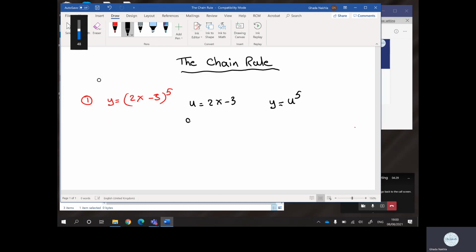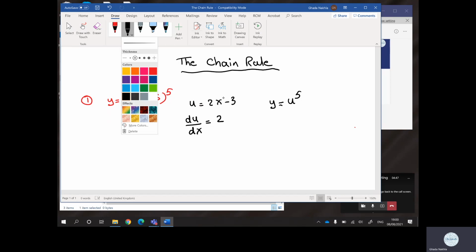Let's differentiate. du by dx is equal to 2. The x will differentiate into x to the power of 0. When you drop the power, this is x to the power of 1, so 1 minus 1 is 0, and x to the 0 is 1. And the minus 3 differentiates to nothing.